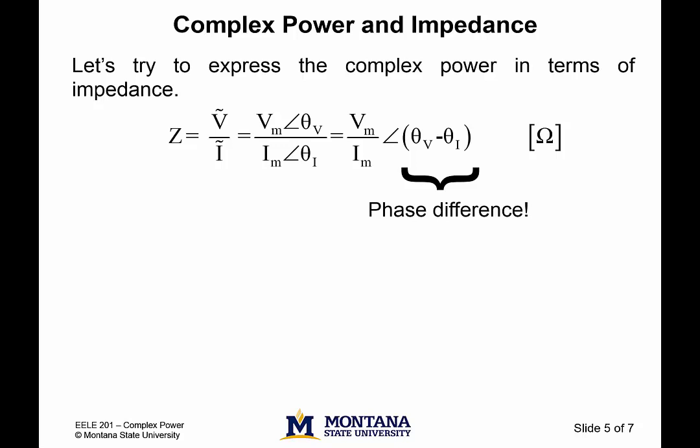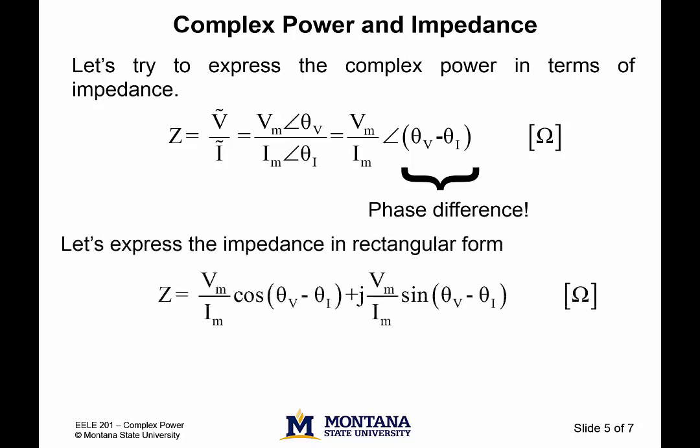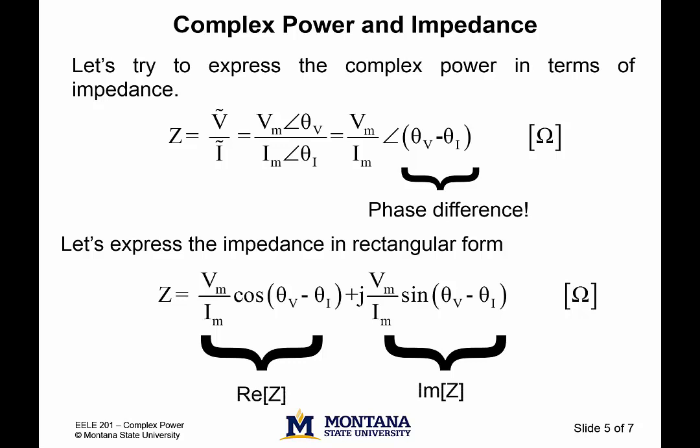To do this, let's express impedance in rectangular format. In rectangular format, we can clearly identify the real and imaginary parts. We know that average power is related to the resistive impedance and reactive power to the reactive impedance. We formalize this relationship on the next slide.